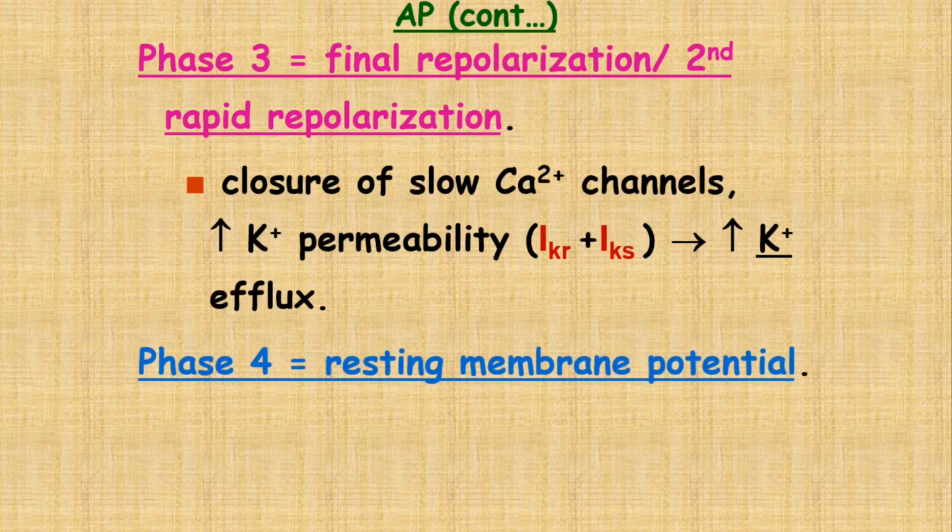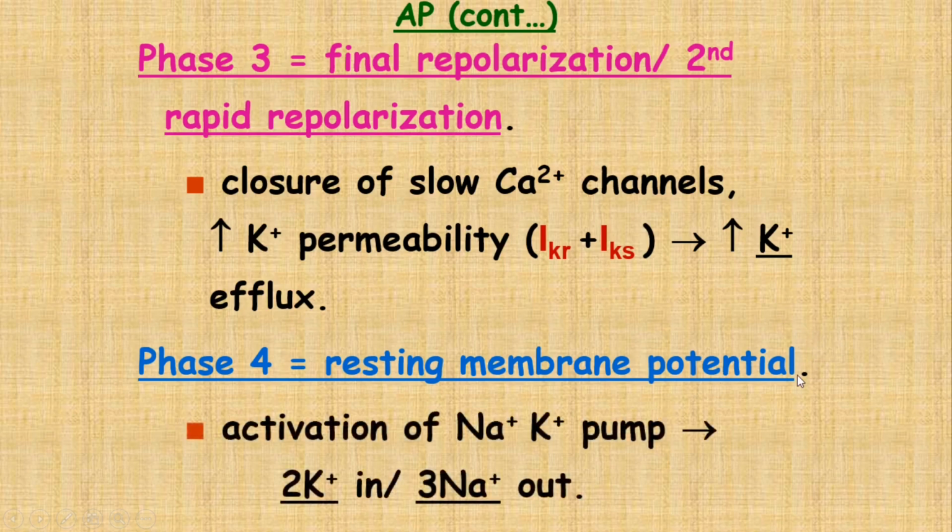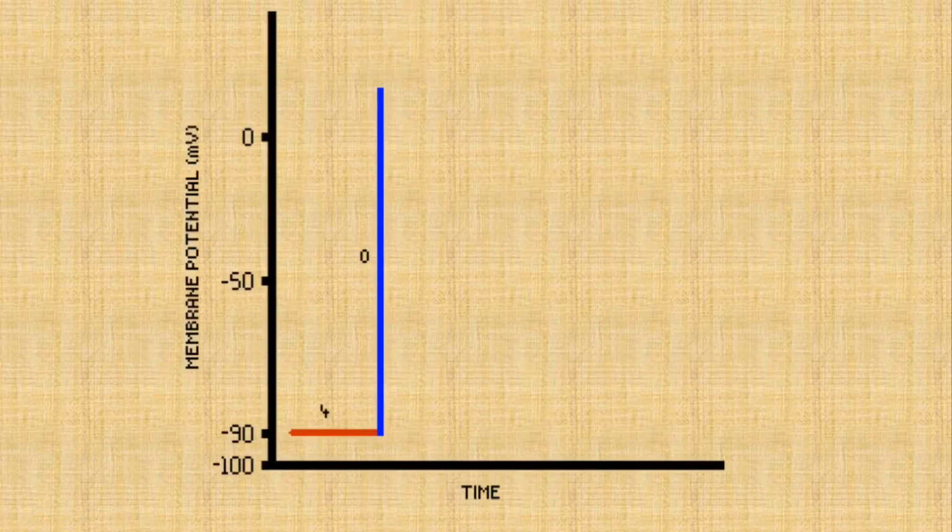And finally the membrane potential will stabilize at the resting membrane potential level, that is at minus 90 millivolt. And this is because of the activation of the sodium potassium pump, which will be pumping the excess sodium ions out in exchange for potassium ions that are coming in. So these are all the phases and ionic basis for the ventricle muscle action potential. So this is how the membrane potential will behave whenever the ventricle muscle is activated.